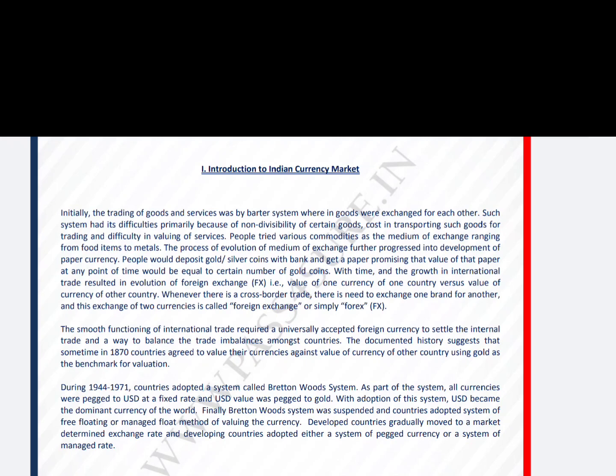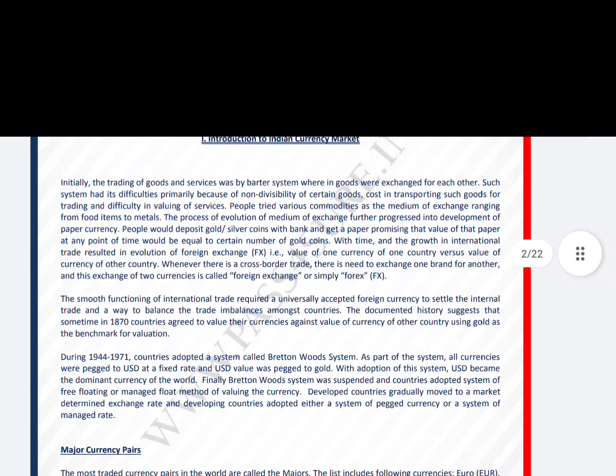During 1944-1971, countries adopted a system called the Bretton Woods system. As part of the system, all currencies were pegged to USD. It means all currencies were pegged to what? USD. That should be learned.